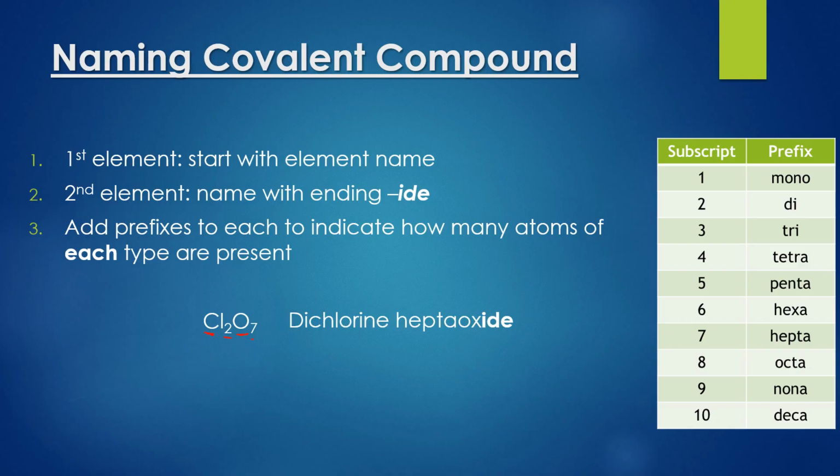Now oftentimes when we have 2 vowels next to each other, in the case of heptaoxide, they drop the A on the hepta and just have heptoxide. But I do want to point out you are not graded on your spelling, so if you were to write heptaoxide, I would not count that incorrect. I just want you to know for when you see them in the future if you had questions on it.